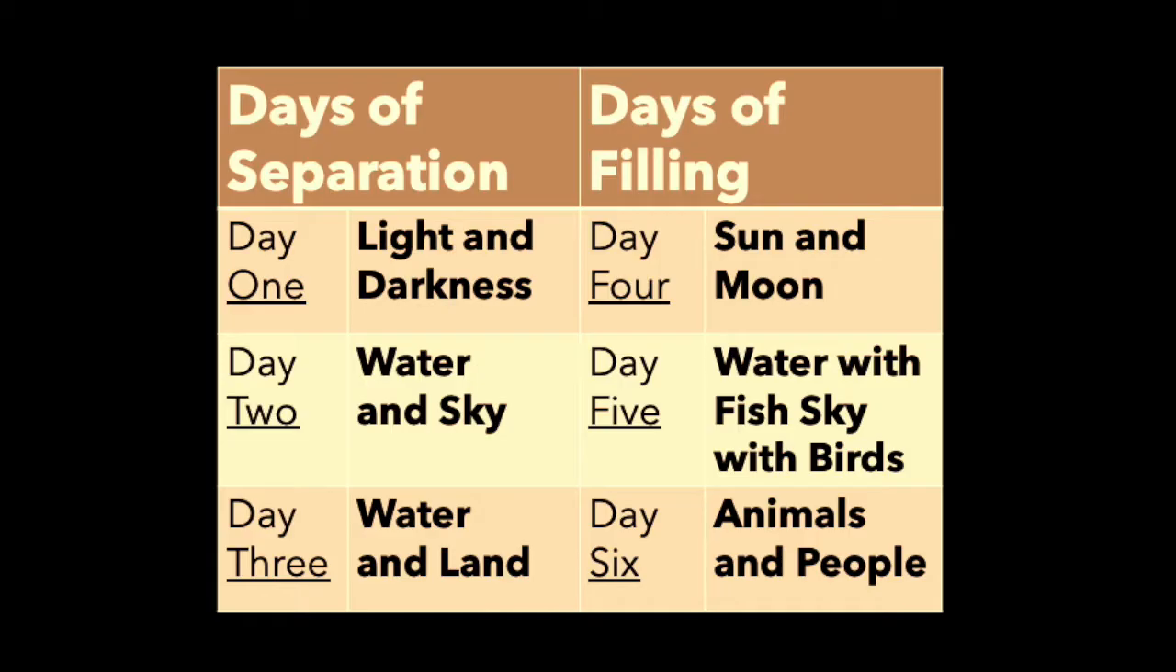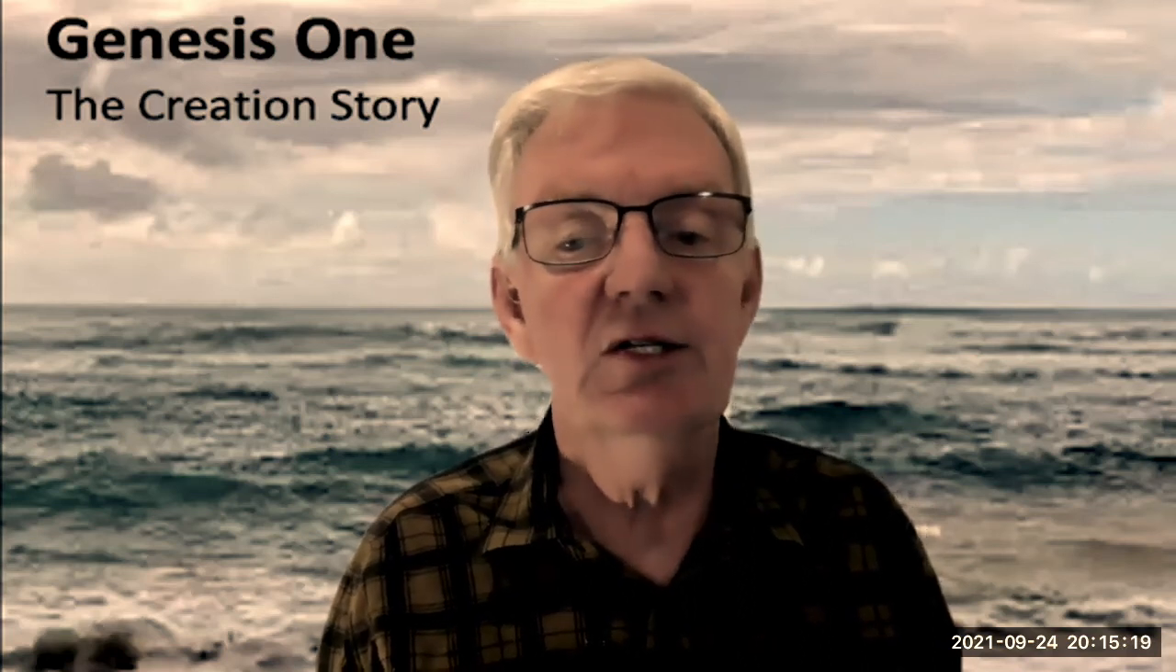Point C of our journey is day 3 and day 6. We have the water and the land being separated. And then on day 6, we find animals and people are created to fill the land. This is a common sense interpretation of the creation story. I think it makes far more sense.